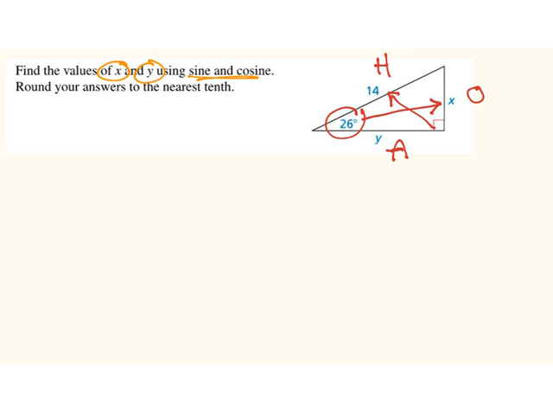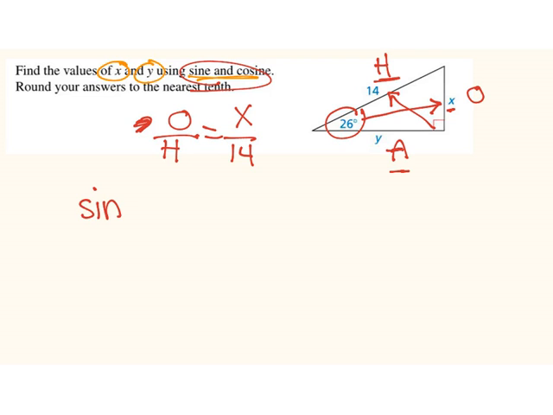So, to get x, we've got opposite, and then we could put opposite over adjacent and you have tangent, but it says to use sine and cosine. And we've got the hypotenuse. So that means we've got x over 14. So the sine of our 26-degree angle is x over 14.